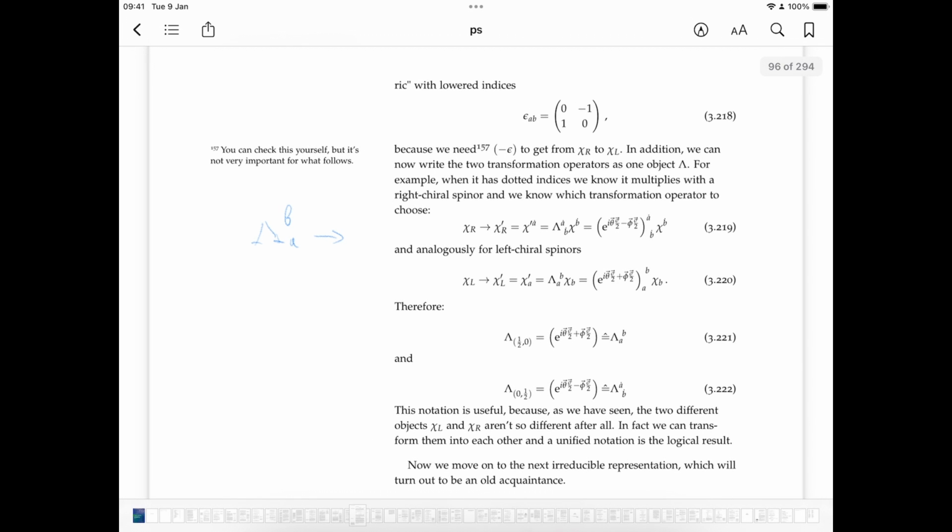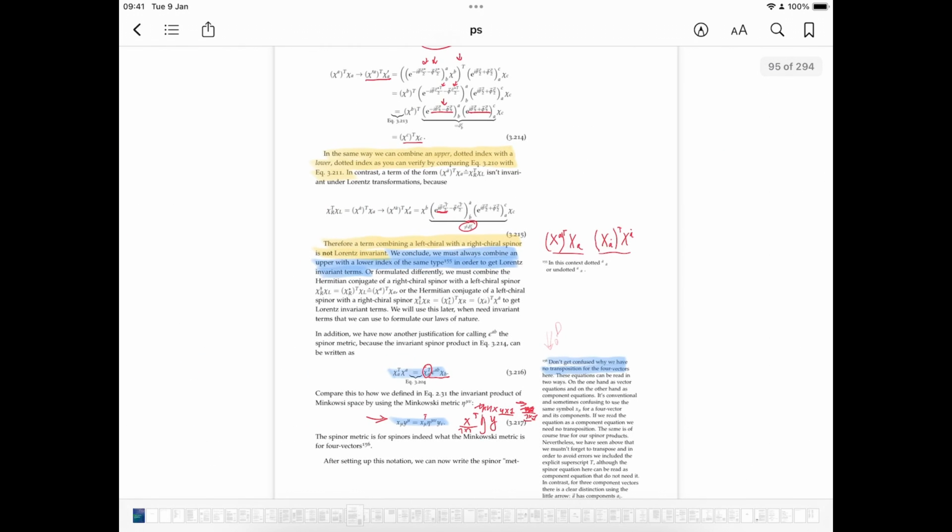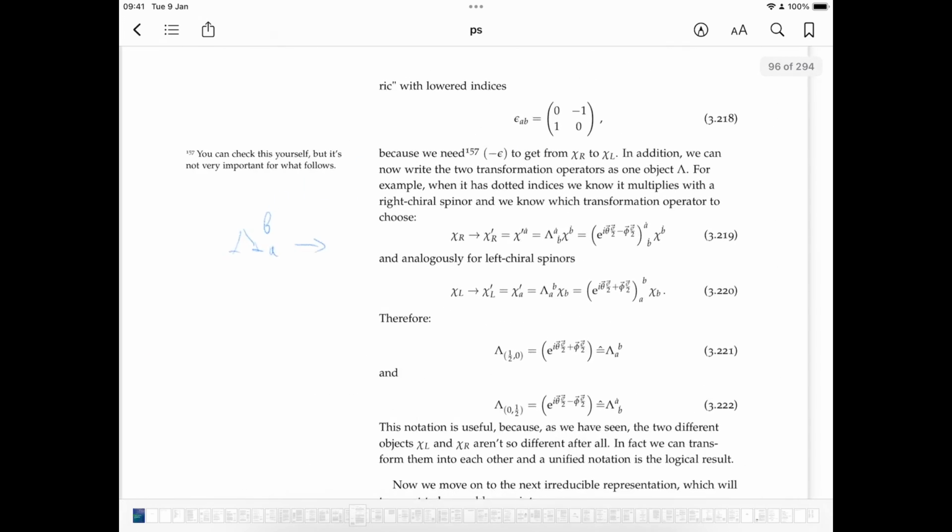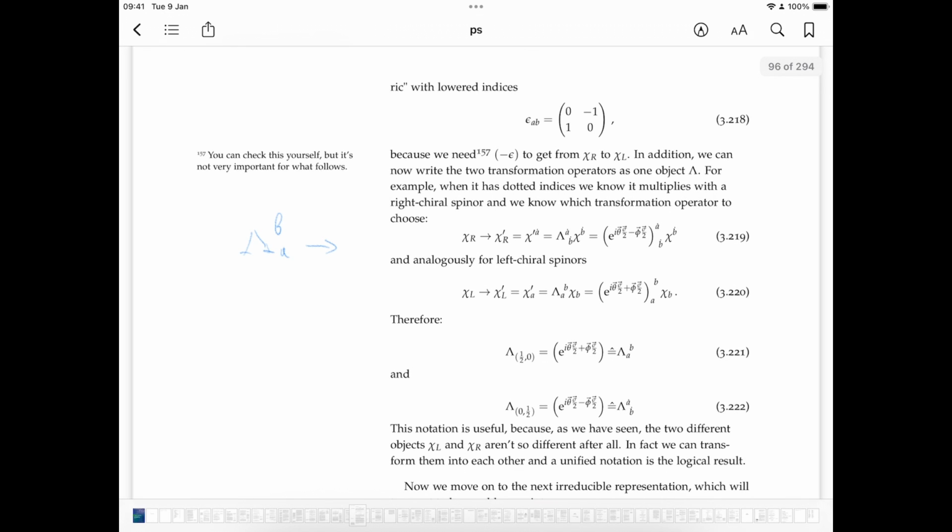Okay, what we have here at the end. He says that we can also write the Spinor matrix with lowered indices now. And in addition, we can now write the 2 transformation operations as one object, some gamma. So just the Lorentz transformation.